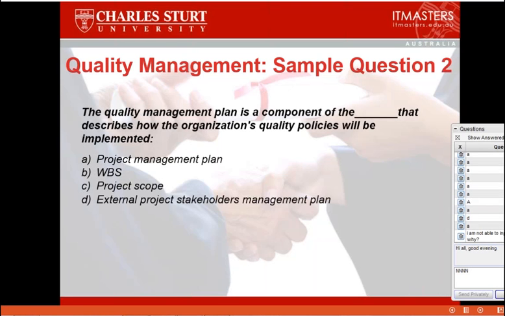The second question is, the quality management plan is a component of something or other that describes how the organization's quality policies will be implemented. So the answer to this one is, the majority of people are saying A, which is good, which is the correct answer. So I think judging by that, people seem to be studying quite well.